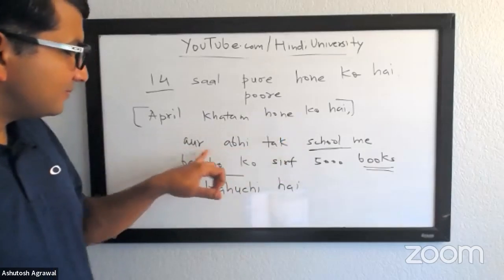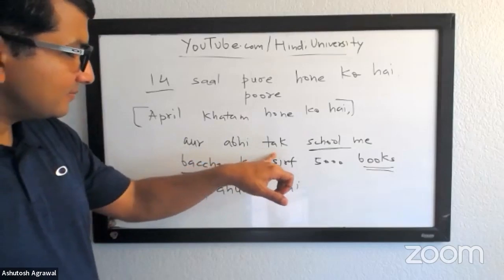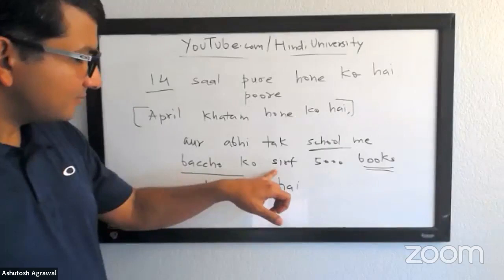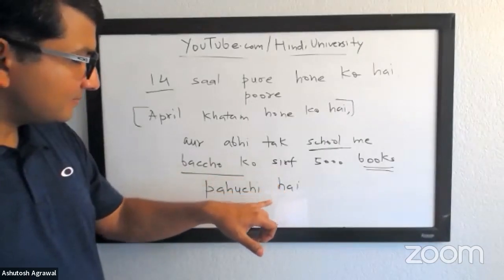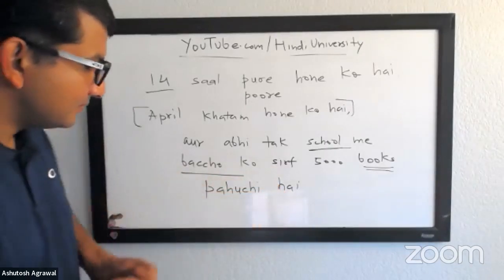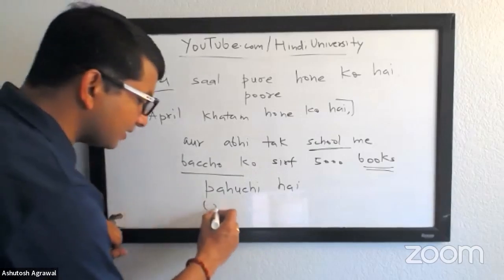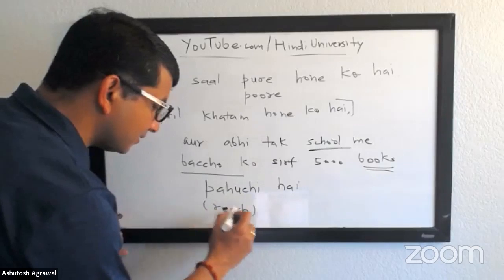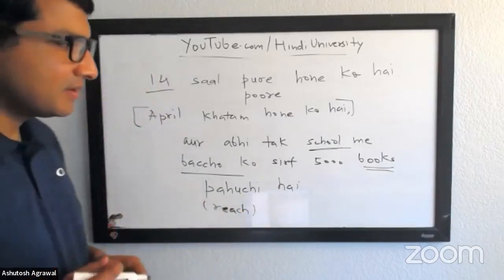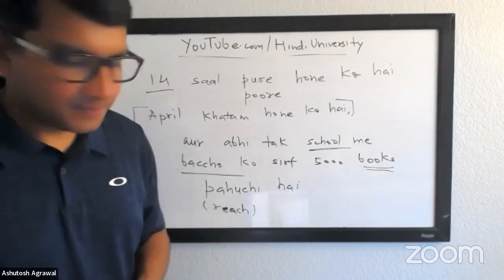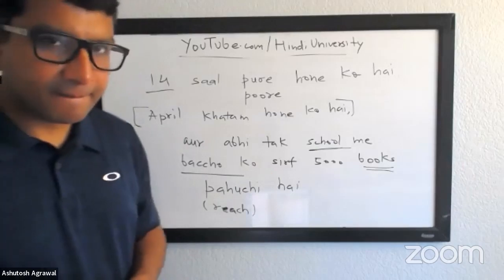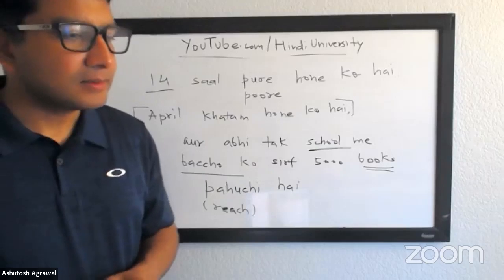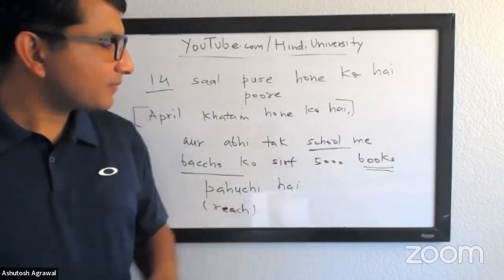और अभी तक, up to now, school में, at school, बच्चों को, the children, has only... I'm not sure what the Pahuchi would indicate in this sentence. I'm not sure if it means covered. Okay, right. I did think it was reached, but in English I would think it would be they have only covered 5,000 books. Is it that they have read, reached? I'm not sure how it applies in the sentence here.